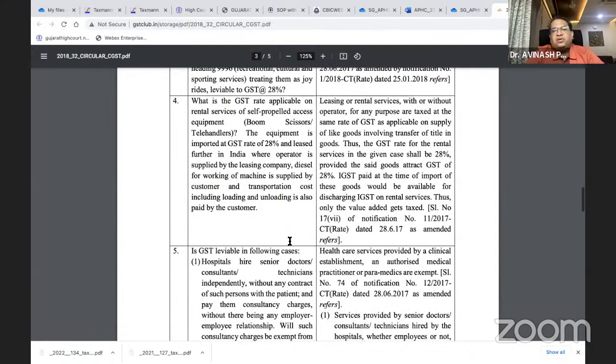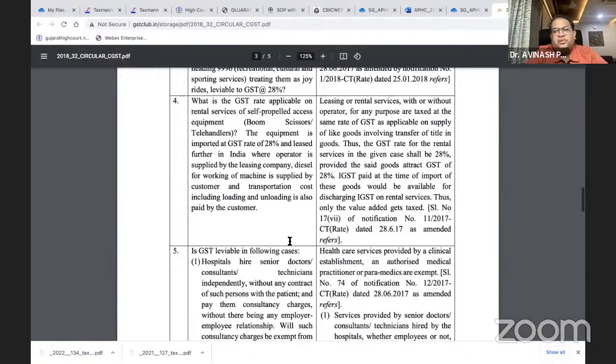Next, what is the GST rate applicable on rental services of self-propelled access equipment, boom lifts, scissor lifts, or telehandlers? The equipment is imported at a rate of 28% and leased further in India, where the operator is supplied by the leasing company.